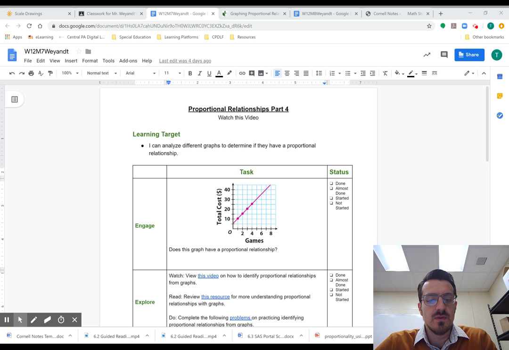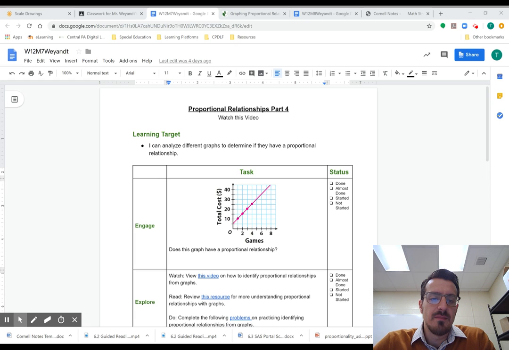As you notice, we've been working through different things with proportional relationships. We've been looking at data on tables. Do two tables have a relationship? We looked at equations. We looked at all sorts of different things with this idea of proportional relationships. So we're going to wrap up this idea by looking at graphs.